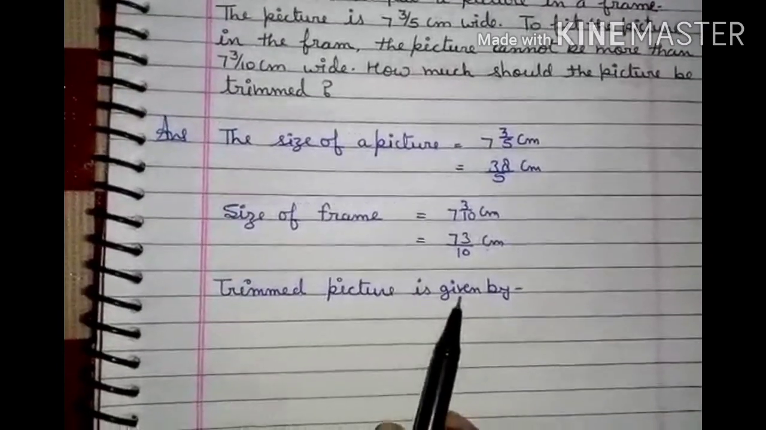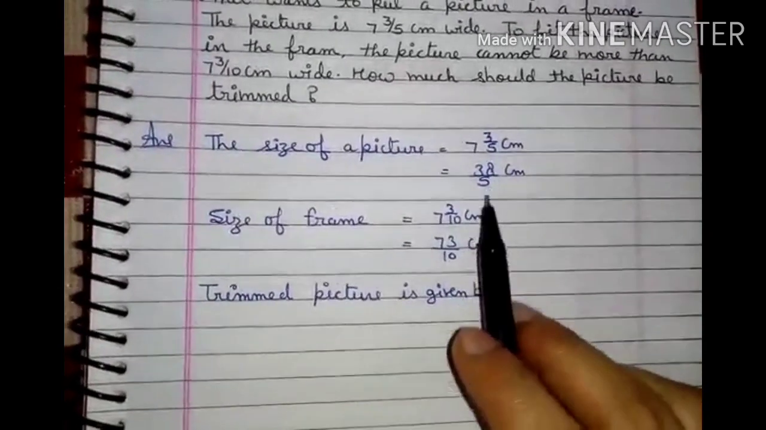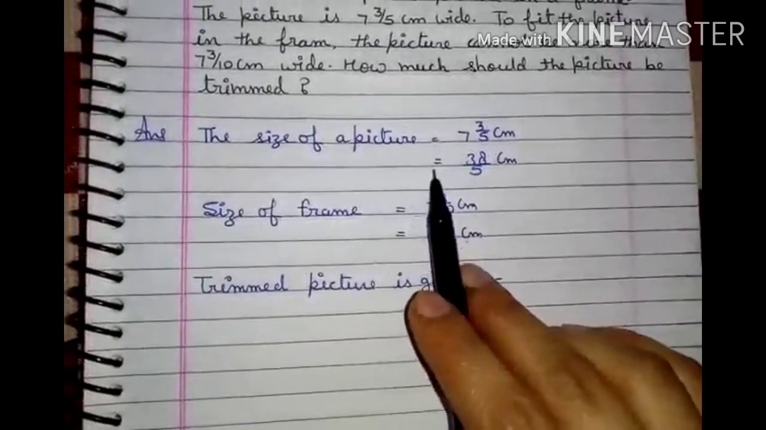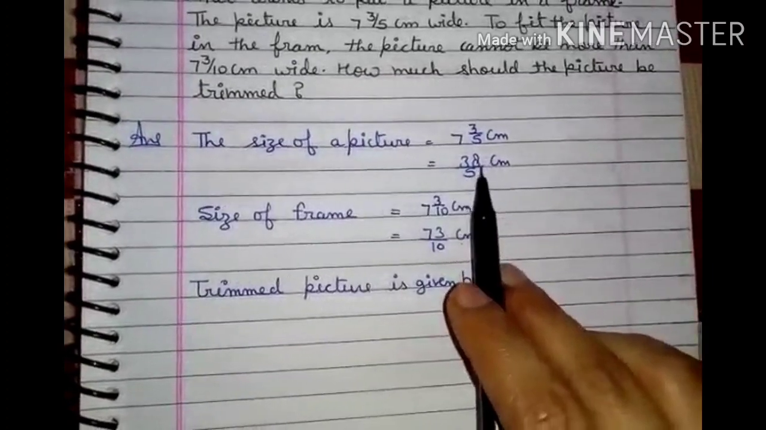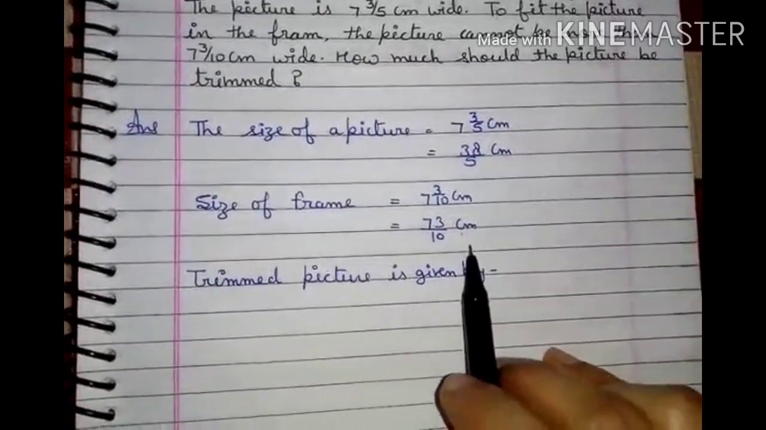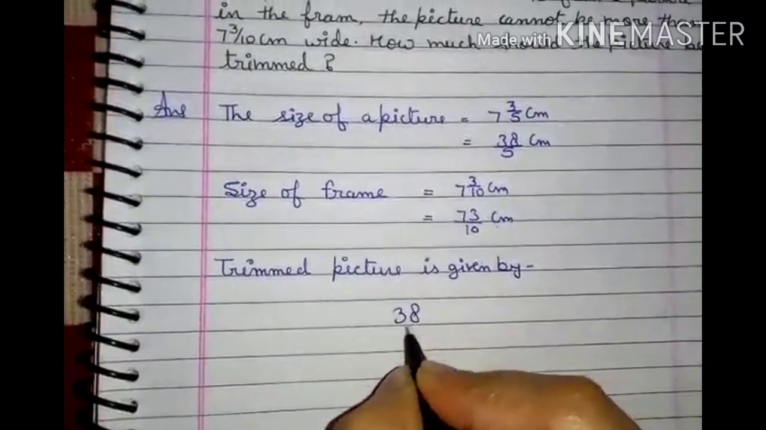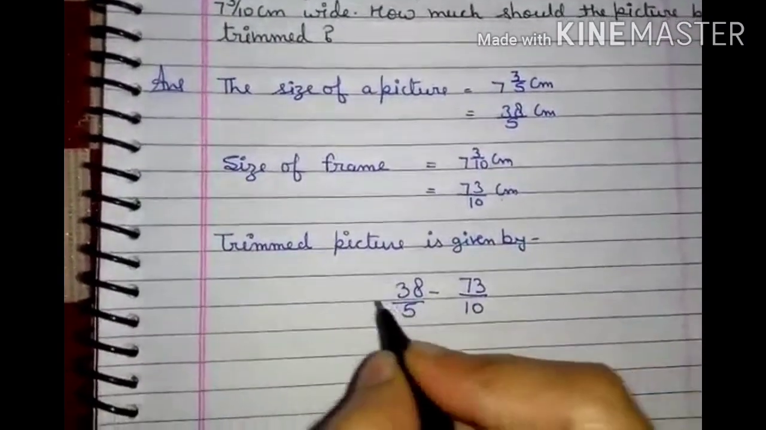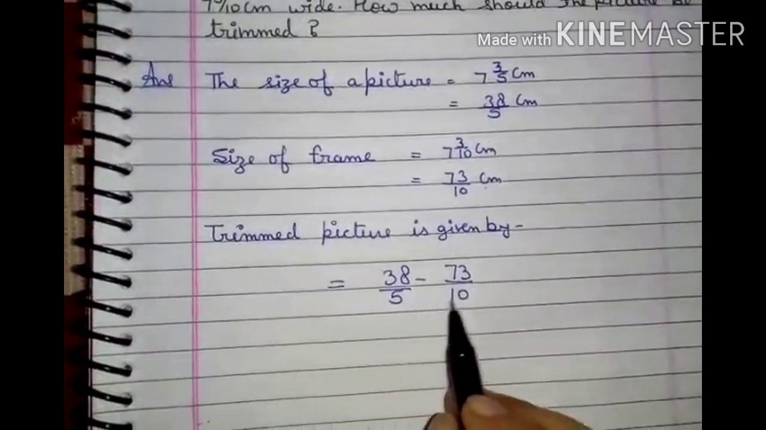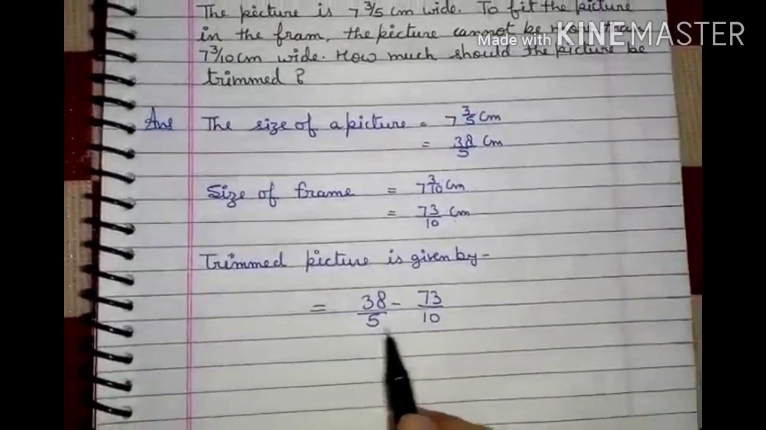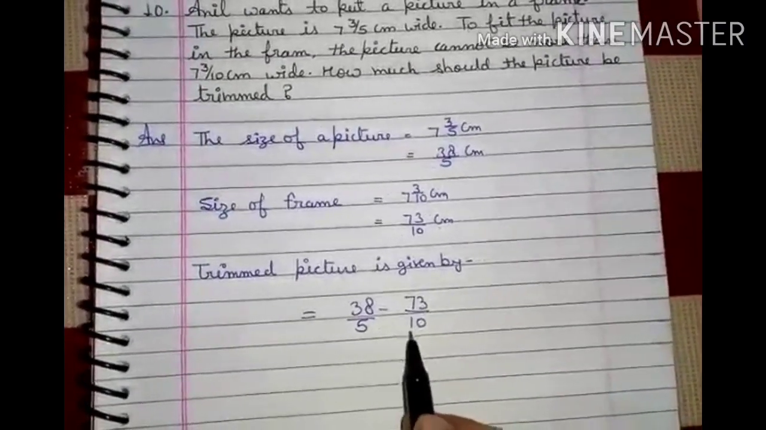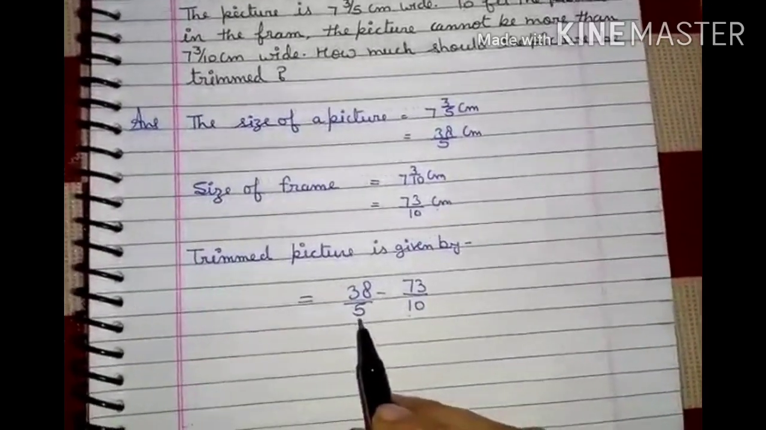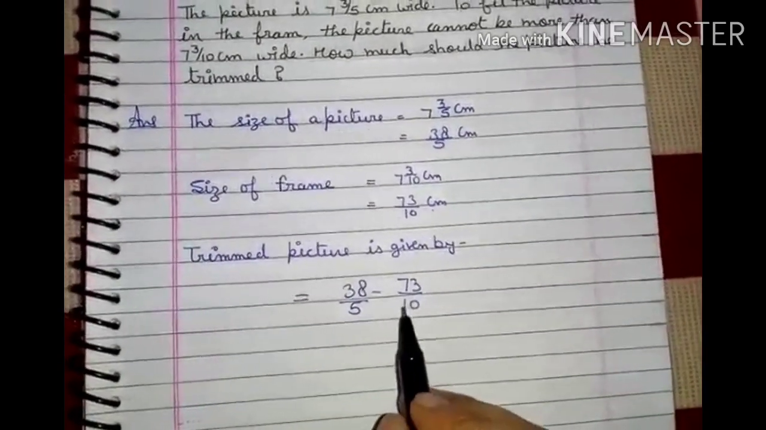Now students, what we will do? We will subtract them: 38/5 minus 73/10, because the picture is bigger in size. So first we will write down the size of the picture, then we will minus this one. So what will come here? 38/5 minus 73/10. Now students, as you can see here, denominators are different. So again, to make denominators the same, first we will take the LCM and then afterwards we will make the fractions' denominators the same, and this work we will do in the rough column.